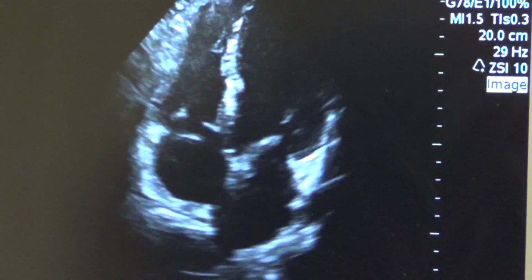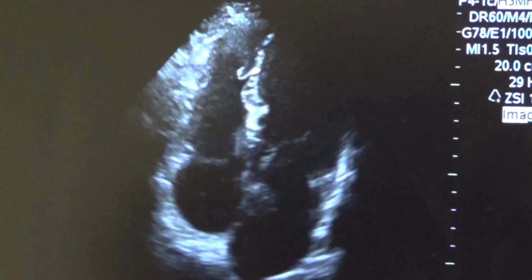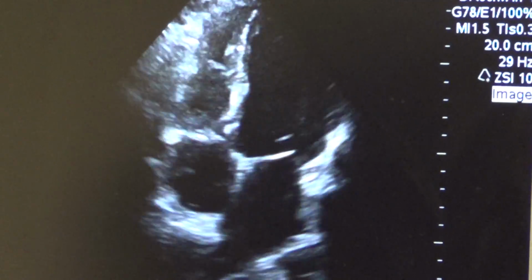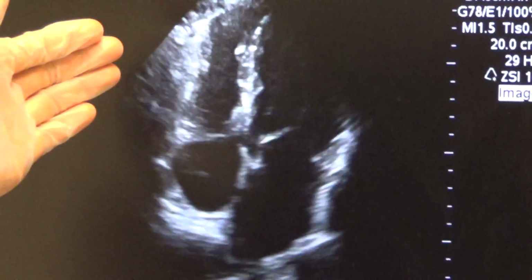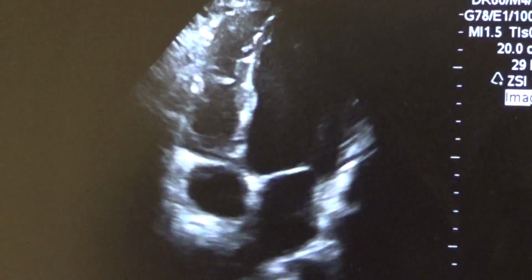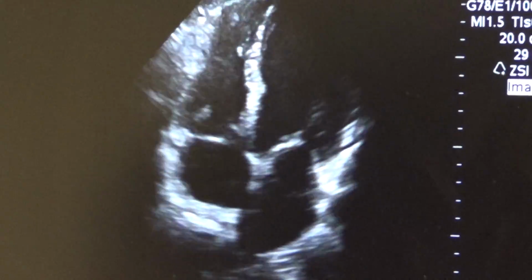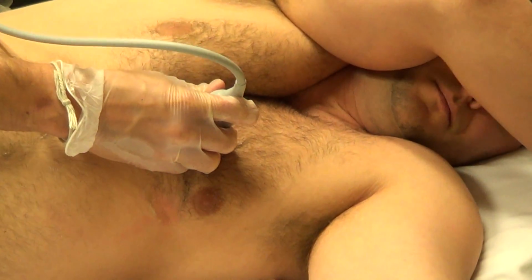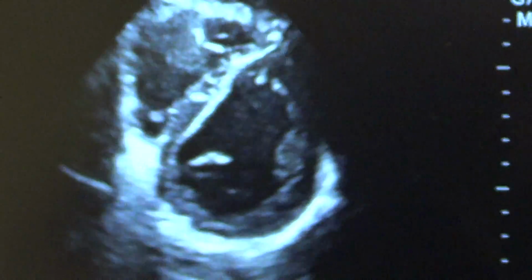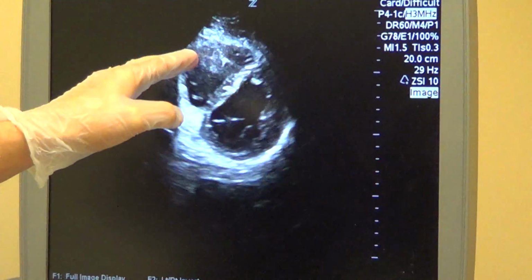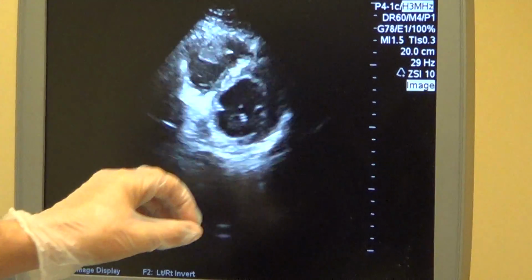If right-sided pressures are elevated, such as again with pulmonary embolism, we can see what's called paradoxical septal wall motion, with bowing of the septum towards the left ventricle. This can also be assessed in a left ventricle short axis view at the level of the papillary muscles. Here again we see left ventricle and right ventricle as well as papillary muscles.